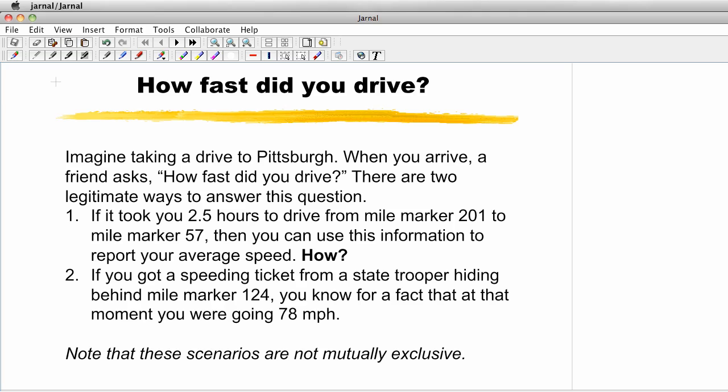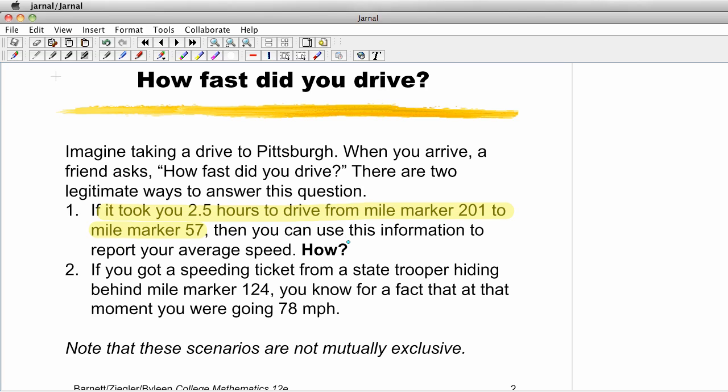So the question about how fast do you drive, when someone asks you that, they could mean one of two things. They could mean what was your average speed over the course of a trip, which is this interpretation, taking 2.5 hours to drive between two particular mile markers. And so we could report the average speed, but during a trip, especially a 2.5 hour trip, you probably were going pretty fast sometimes and pretty slow other times.